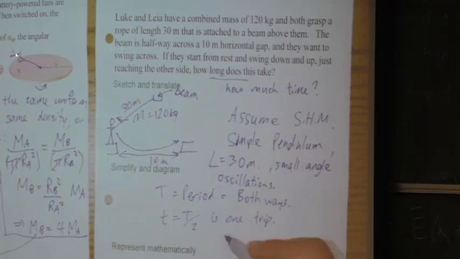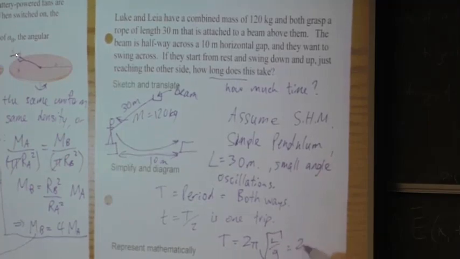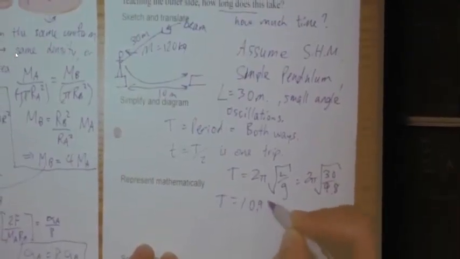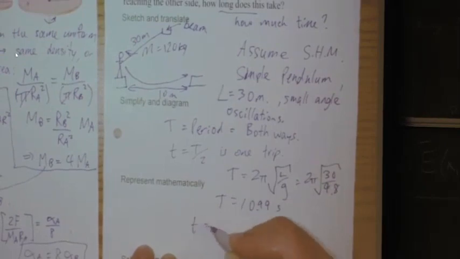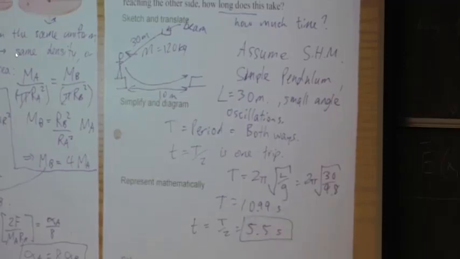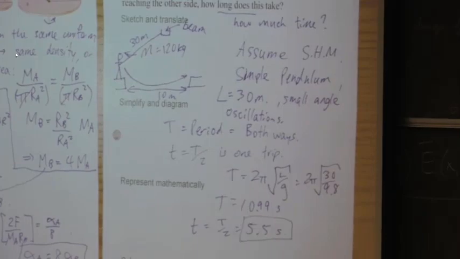So the period is, from your aid sheet, 2 pi times the square root of L over g, is 2 pi times the square root of 30 over 9.8. So T is 10.99 seconds. So T over 2 is 5.5 seconds. And that's how I did it. So much simpler than you thought, right? You're just using this basic equation from your aid sheet.